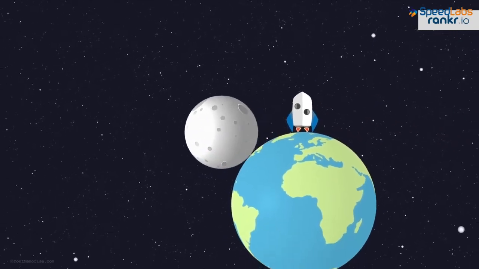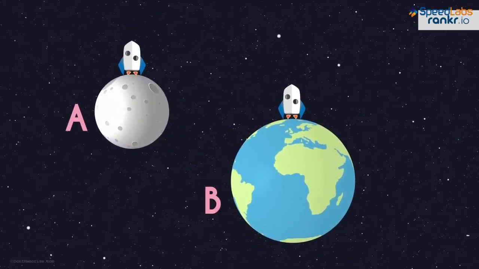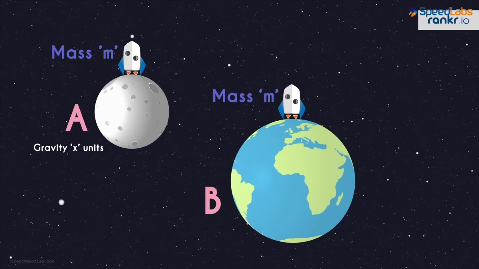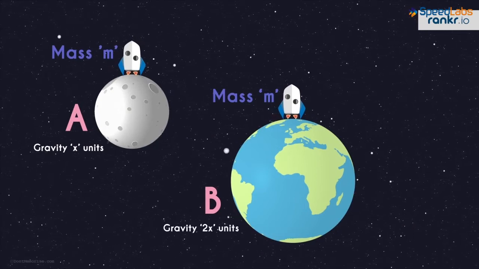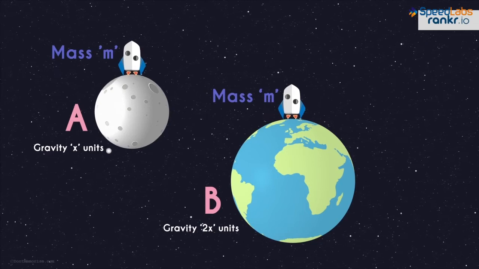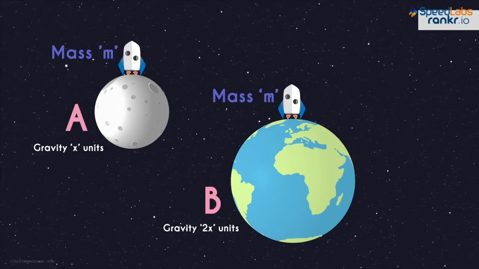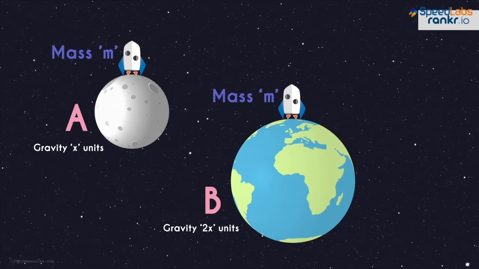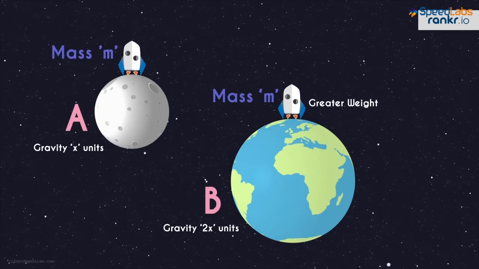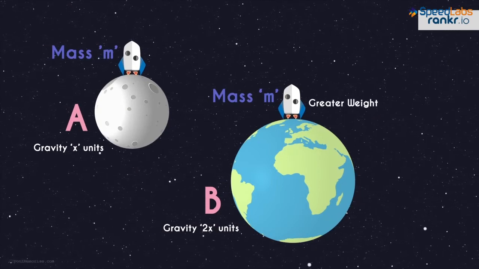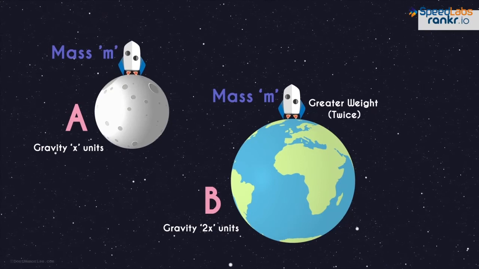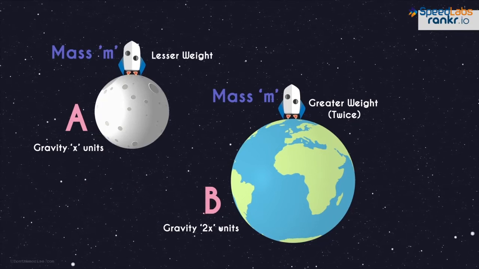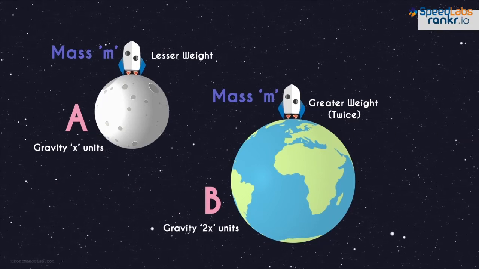Say there are two places, place A and place B, and there's an object of mass m. In place A, the pull of gravity is x units. And in place B, the pull of gravity is 2x units. Clearly, the pull of gravity is stronger at place B. Now understand this well. The mass of the object will be m at both the places, but the weight of the object will be greater at place B because the pull of gravity is stronger. As the gravity is twice as big, the weight of the object will be twice as much at place B as compared to place A. So the weight of an object is a measurement of gravitational force acting on it.